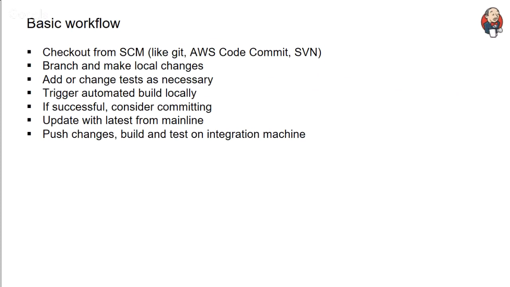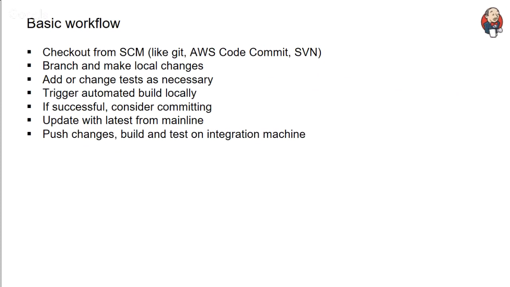Initially, it will fail, and after development, they run the test again. It's an iterative process which we call test-driven development. You can do that using Jenkins as well. Next is, if successful, consider committing. So once your code is successful and your build is successful, you commit it.